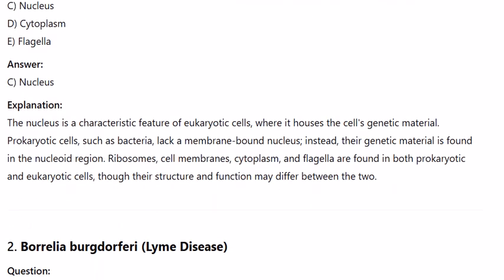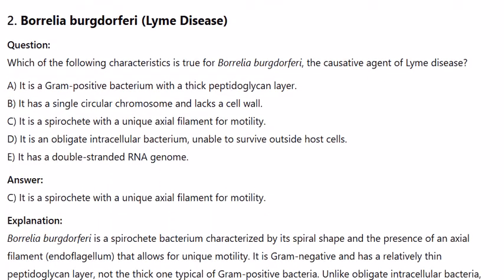2. Borrelia burgdorferi, Lyme disease. Question: which of the following characteristics is true for Borrelia burgdorferi, the causative agent of Lyme disease? A. It is a gram-positive bacterium with a thick peptidoglycan layer. B. It has a single circular chromosome and lacks a cell wall. C. It is a spirochete with a unique axial filament for motility. D. It is an obligate intracellular bacterium, unable to survive outside host cells. E. It has a double-stranded RNA genome. Answer: C. It is a spirochete with a unique axial filament for motility.